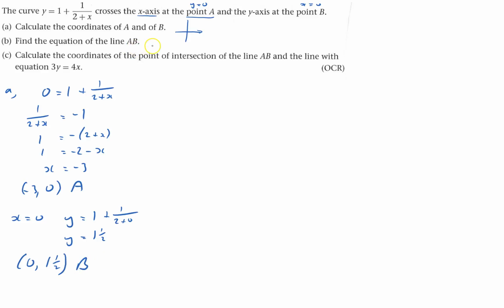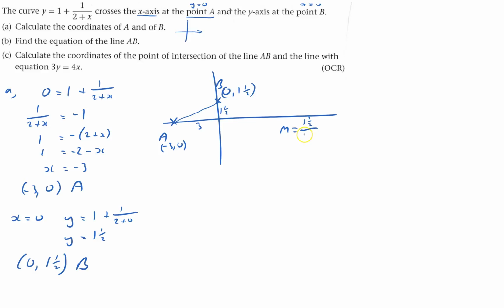Find the equation of the line AB. Well, I always like drawing a picture. So minus 3, 0 is A, and B is 0, 1.5. So to find the equation, I need to find the gradient of that line. It goes across by 3 and up by 1.5. So gradient m equals changing y, 1.5, over changing x, 3, which equals half.